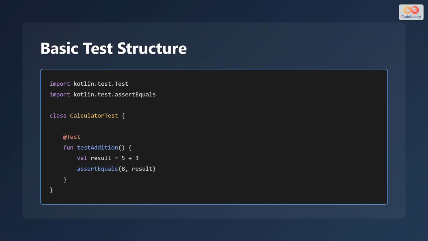Let's look at the basic structure of a JUnit test in Kotlin. First, import kotlin.test.Test and kotlin.test.assertEquals. Create a test class, in this example called CalculatorTest. Inside the class, write a test method and annotate it with @Test. This annotation tells JUnit that this method is a test case. In the test method, perform your operation and use assertEquals to verify that the expected result matches the actual result. If they match, the test passes. If not, the test fails.